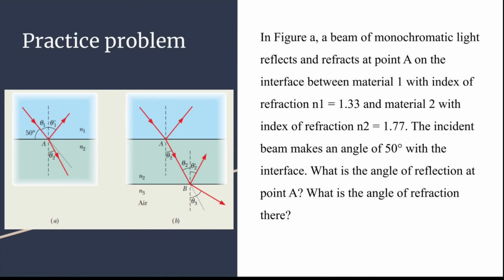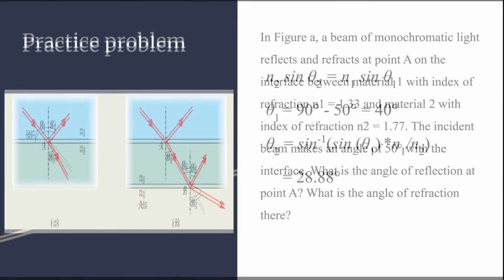Here is a practice problem. In figure A, a beam of monochromatic light reflects and refracts at point A on the interface between material 1 with index of refraction n1 equals 1.33 and material 2 with index of refraction n2 equals 1.77. The incident beam makes an angle of 50 degrees with the interface. What is the angle of reflection at point A? What is the angle of refraction there?